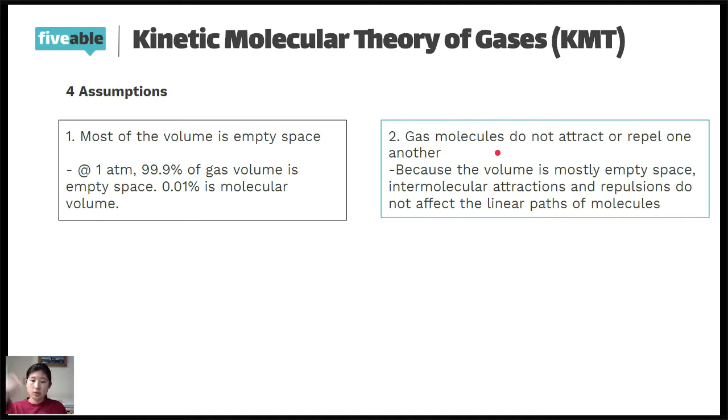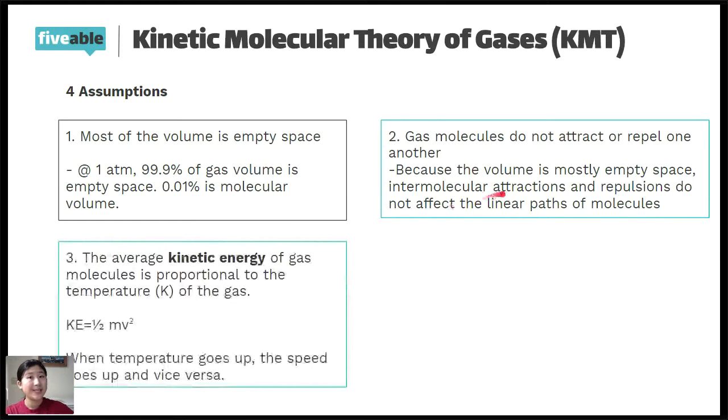Let's say there are two gas molecules bouncing around. They're not going to attract each other, and they're not going to repel each other. That means they act as independent molecules. They're not influenced by each other very easily. Gas molecules do not attract or repel one another because there's so much space that there's not a lot of opportunity for those things to happen. Therefore, the molecules are going to bounce around in their linear paths.